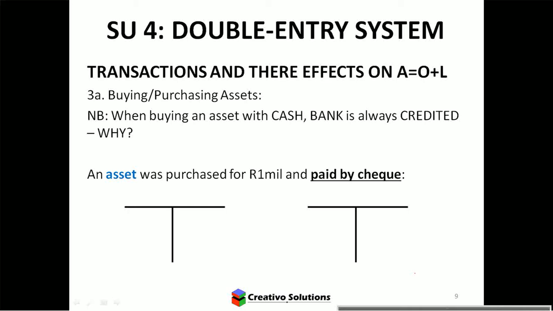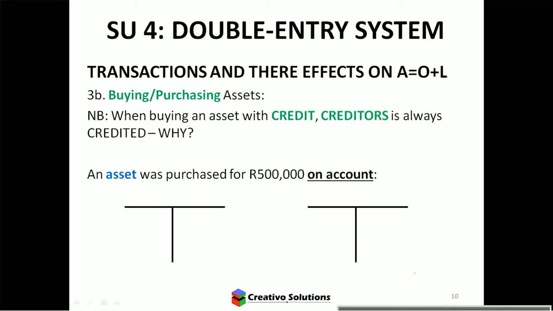Okay, so you're buying an asset, so assets will increase. Why? Because you're buying an asset. You've got more than you had before, more resources. And then bank decreases. Why? Because you're using money, the check, from the bank. Correct. So bank credited, asset debited. Good. Next.